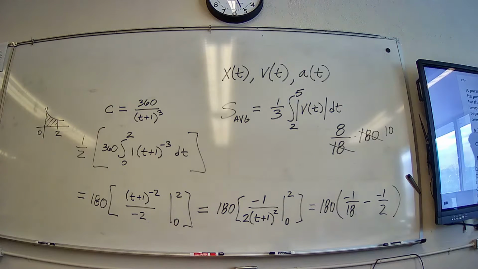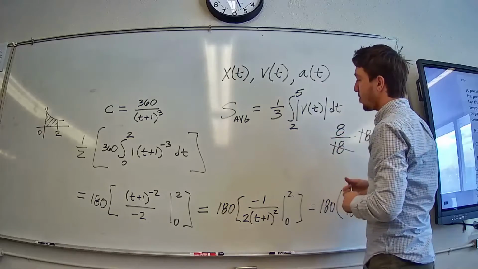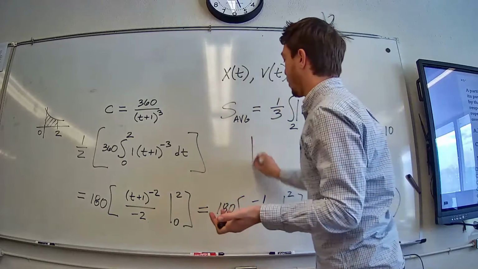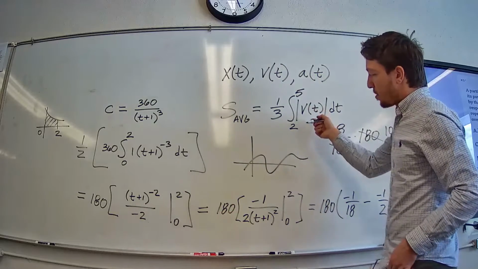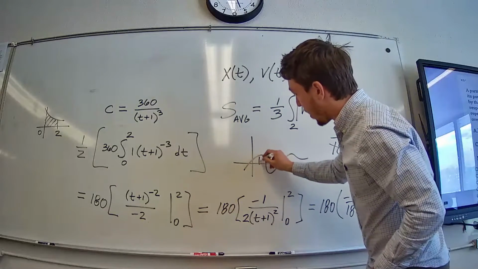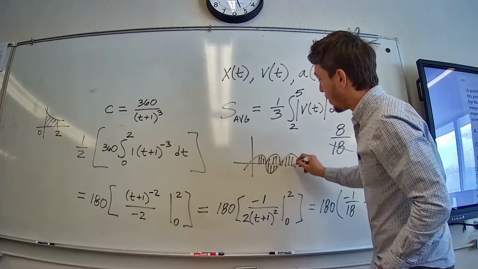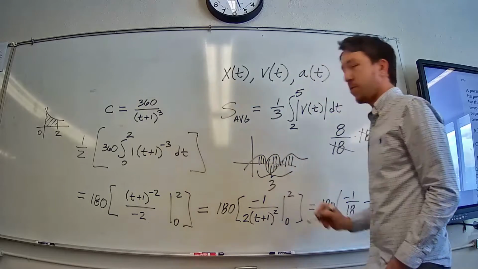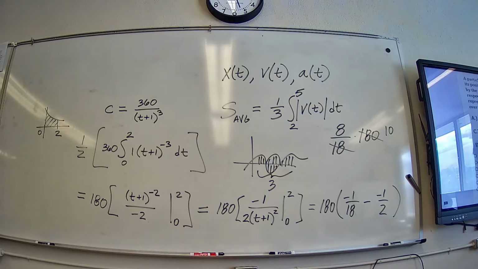You sure? Wait, where's the 1/3 come from? Because of the width of the interval from 2 to 5. Oh, yeah. So just a quick little picture to go with that. Like if your velocity function did this, the absolute value would turn all this area positive. So basically turn that hump up top. And then you have to divide, the width of the interval is 3. So you've got to divide by 3 to get the average value.